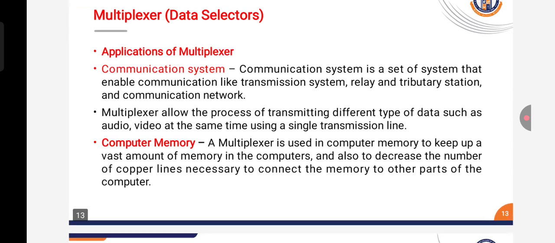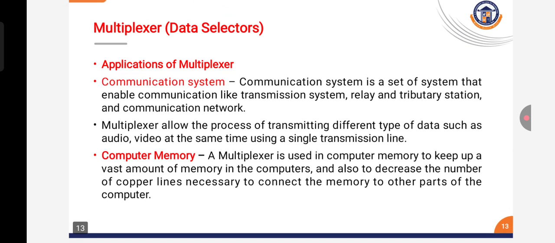Next, the applications of the multiplexer. The applications of the multiplexer are frequency division multiplexing systems, time division multiplexing systems, data selector, analog to digital converter, digital to analog converter and data acquisition systems. These are some applications of the multiplexer.